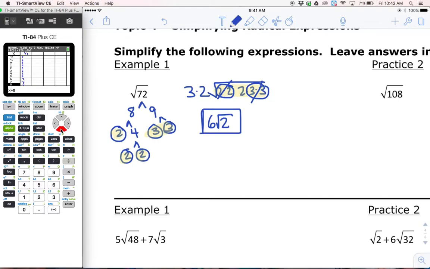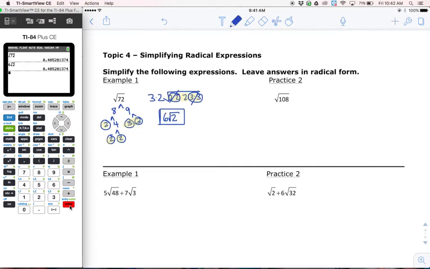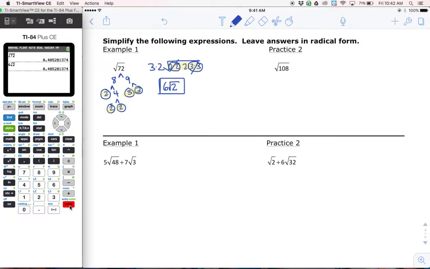Now always check these answers because they're so easy to check. We're just going to type in the square root of 72, my initial number. We're going to look at that decimal. It's pretty crazy. Now type in what we got, 6 square root of 2, and make sure that the decimals match, and they do, so we know we're correct. Go ahead and try practice 2 in Edpuzzle.